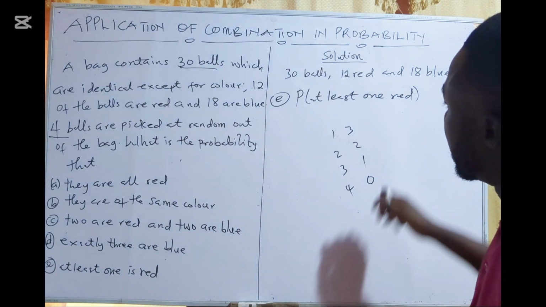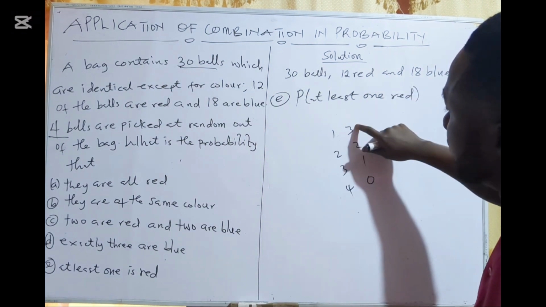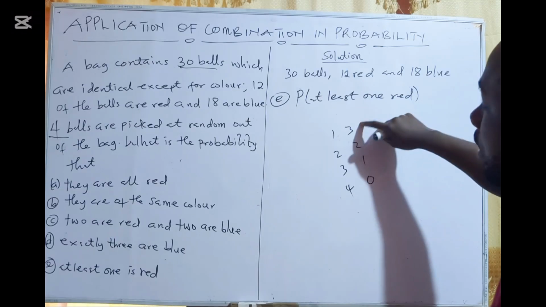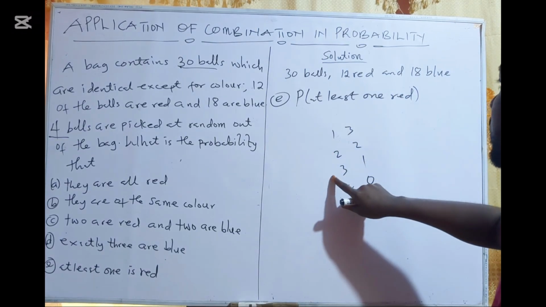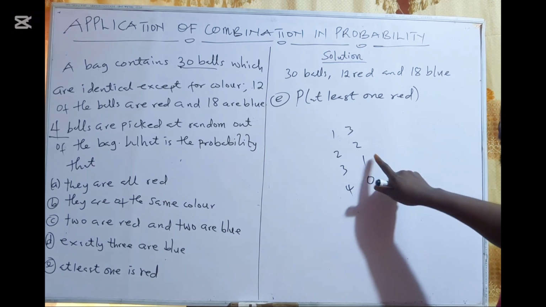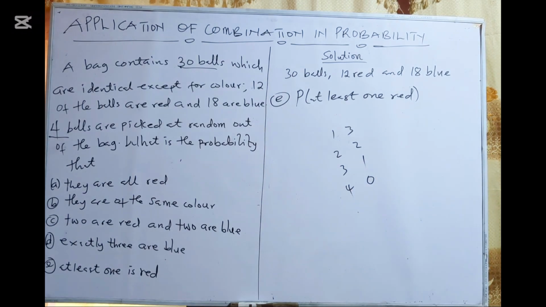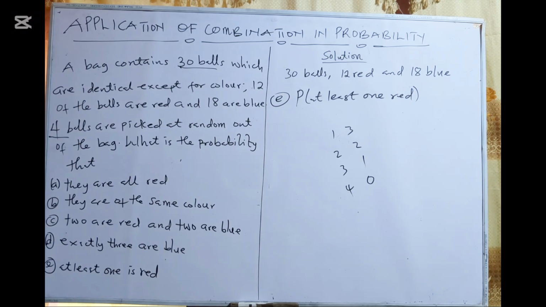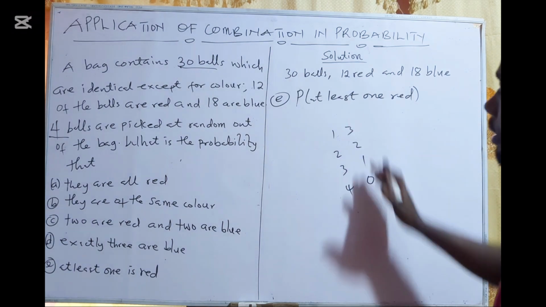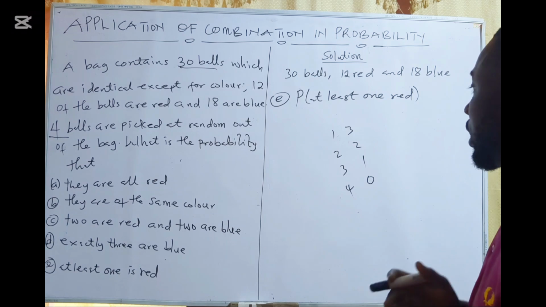So at least one red, either one will be red, and then the other 3 will be blue. 2 red, 2 blue, 3 red, 1 blue, or all the 4 are red, and then none blue. All right. Okay, so this is what you can have. You see that we have 1, 2, 3, 4 because it's at least one. All these 4 can happen.